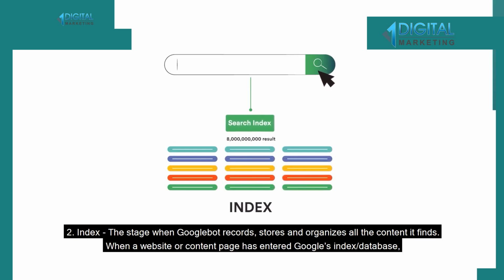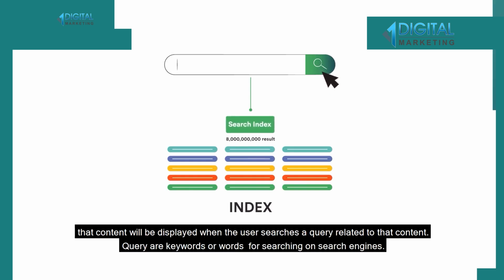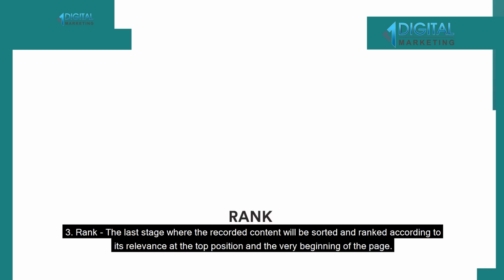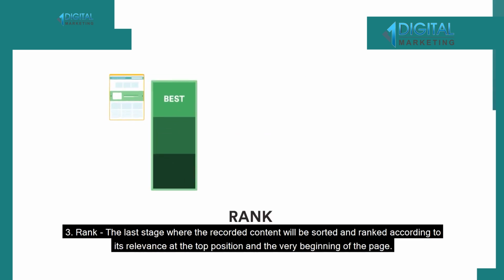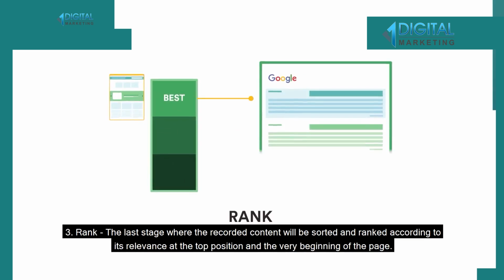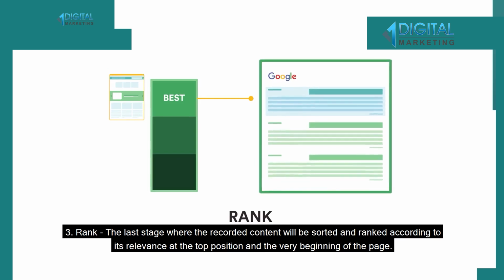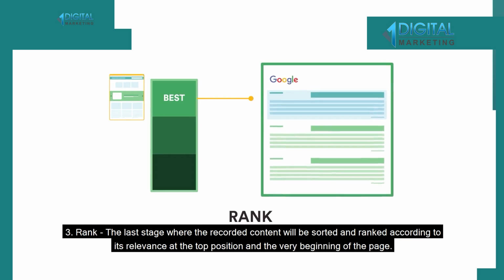When a website or content page has entered Google's index or database, that content will be displayed when the user searches a query related to that content. Query are keywords or words for searching on search engines. 3. Rank, the last stage where the recorded content will be sorted and ranked according to its relevance at the top position and the very beginning of the page.